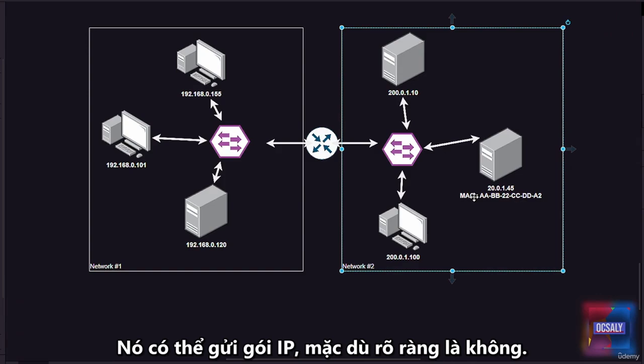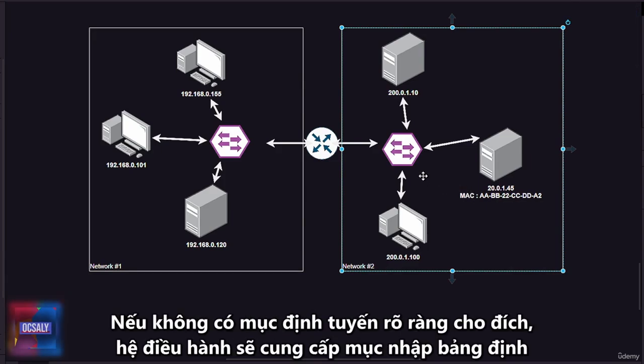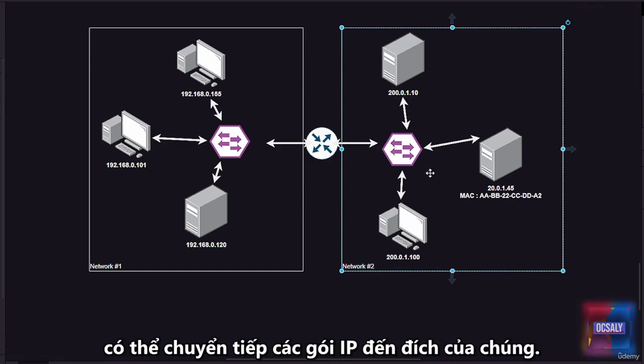Clearly, it would be impractical for every node on the network to know how to get to every other node on the internet. If there is no explicit routing entry for a destination, the operating system provides a default routing table entry, and this is called the default gateway, which contains the IP address of a router that can forward IP packets to their destinations.